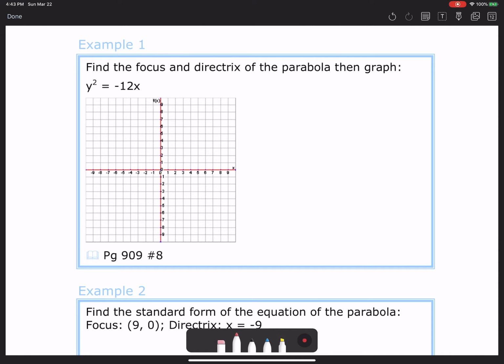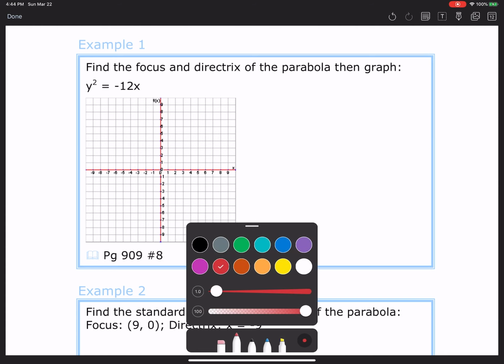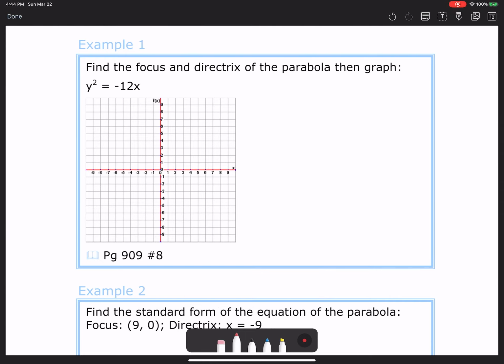So let's check out example number 1. We want to find the focus and the directrix of the parabola. First of all, is this parabola going to be concave up, down, left, or right? Well, the y squared tells me that it's going to be either concave left or right.